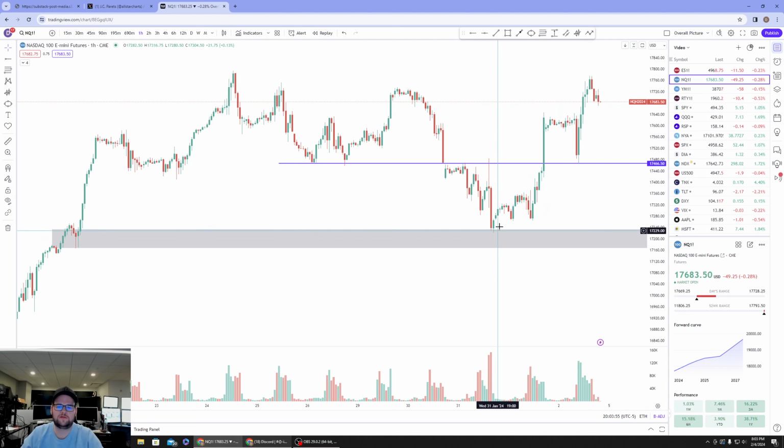So not only did it bounce at the demand structure, it continued to make higher lows on the way up, right? Then it had that really clean breakout. We're going to go over why that occurred. And then on the retest, it got bought up again. So clearly the bulls have control in the near term.